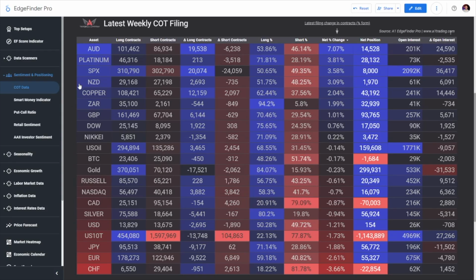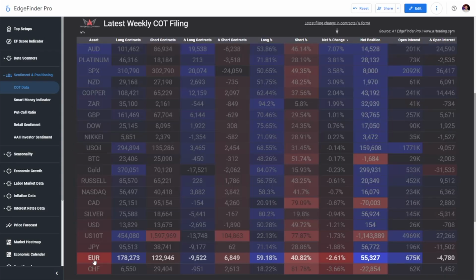Let's say that we're looking at the euro, right? If we look at the euro, what we can see is that they have 178,273 contracts, or lots of contracts. And then we have their short contracts. We can see that the change in longs, they decreased longs, they increased shorts. That would be considered a pretty bearish example, or a bearish week-over-week sell, quote unquote.